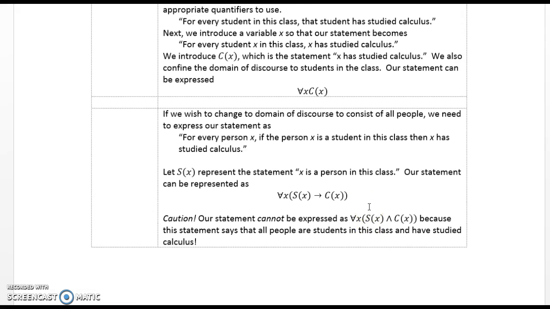I think we'll stop our lecture here, and we'll begin a new lecture that talks about the exercises at the end of the text.